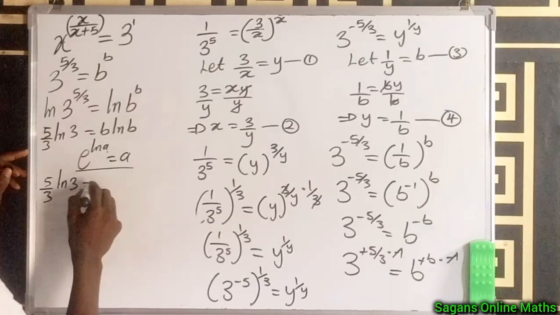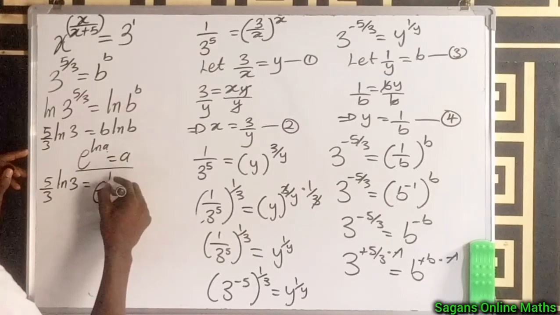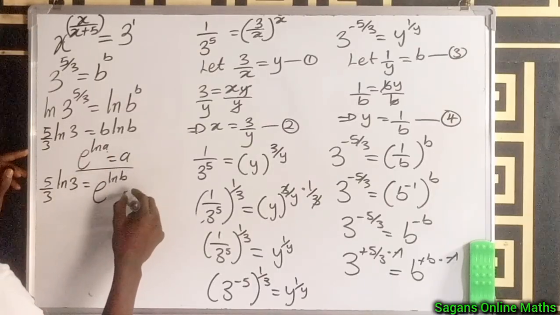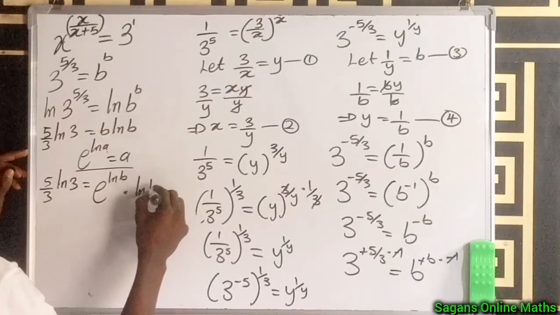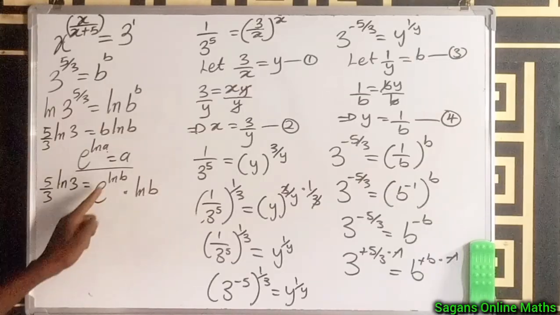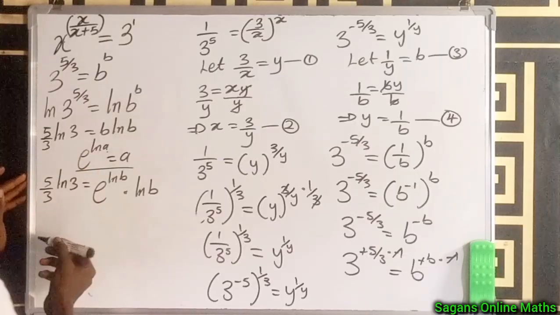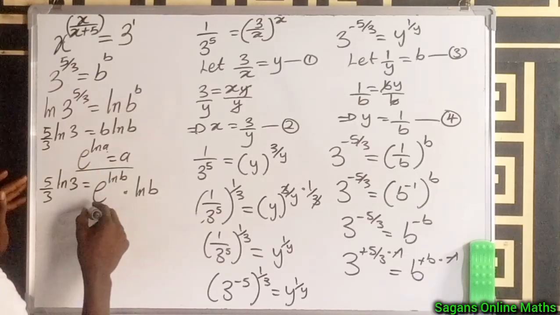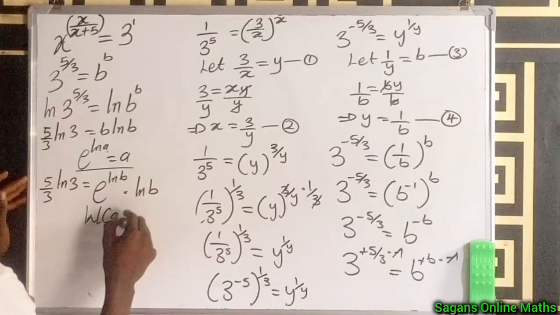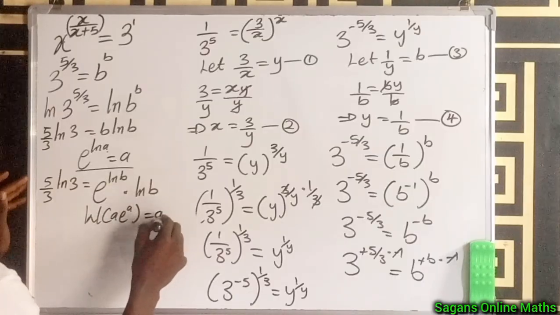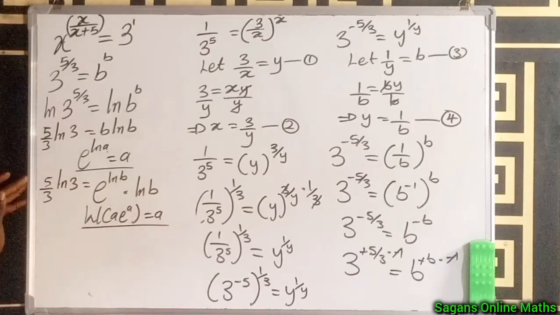ln 3 is equal to e to the power of ln b, then multiply by ln b. There's nothing wrong, because I know that e raised to the power of ln b is just b by the properties of logarithm. And again, the properties of logarithm say that e raised to the power of ln A is equal to A.